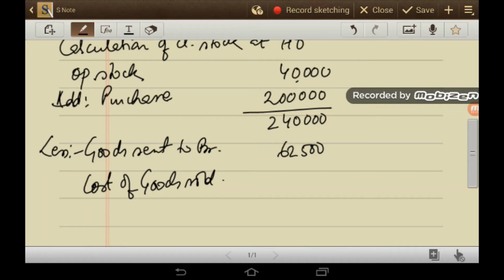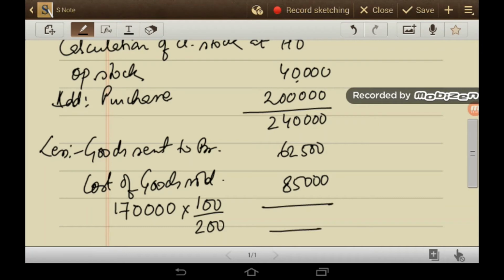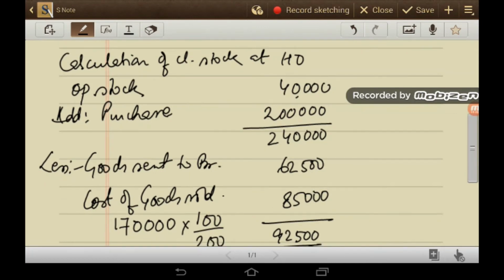So what is the sale value? The 1,70,000 is the sale value, and this is at list price. So this is at list price means 200. So what is the cost price? So 100 by 200, simple. So this is 85,000. So closing stock at head office is 92,500. I have calculated. Now I will calculate closing stock at branch.